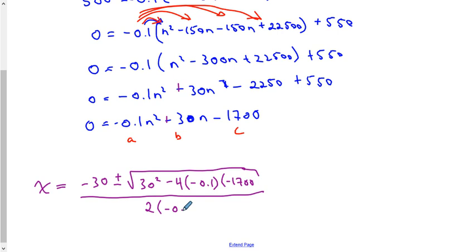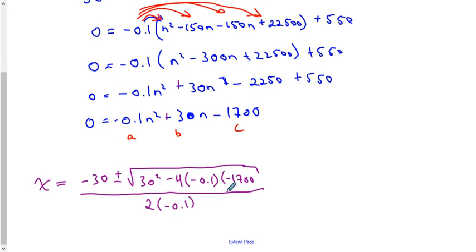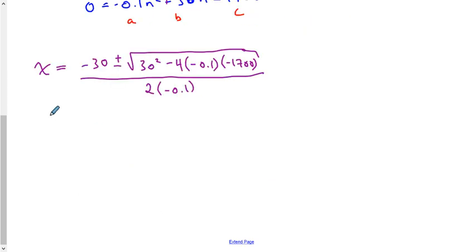Oh, this is a messy monster. Some calculator work is what we need now. Let's plug that into our calculator and see what we get. We're going to have negative 30 plus or minus, and what's it going to be in the brackets? It's going to end up as 220. Try that to make sure you can get there.